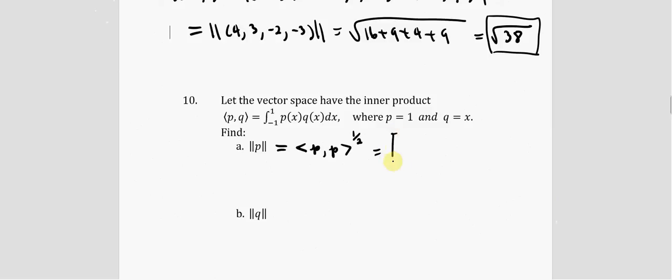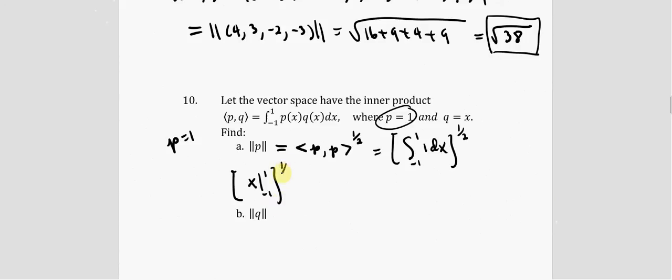So this is the integral from -1 to 1. Well, P is 1, right? So we use that. So this is just 1 times 1. So this is 1 dx. Take the square root of all of that. So we just integrate. In integrating, we get x evaluated from -1 to 1. That's the square root of that. So this is the square root of 1 plus 1. We get the square root of 2.